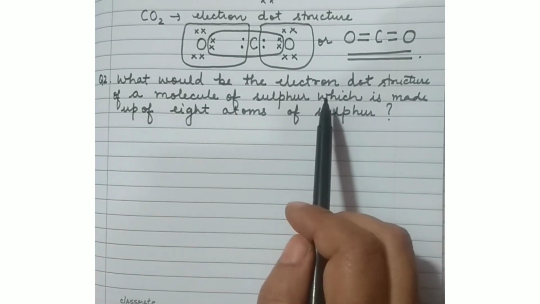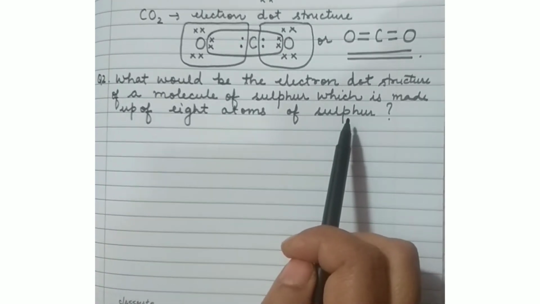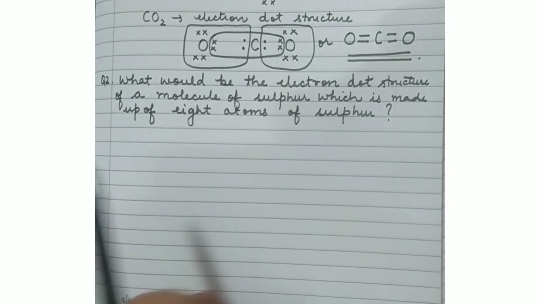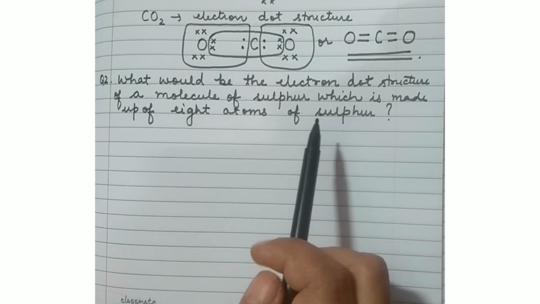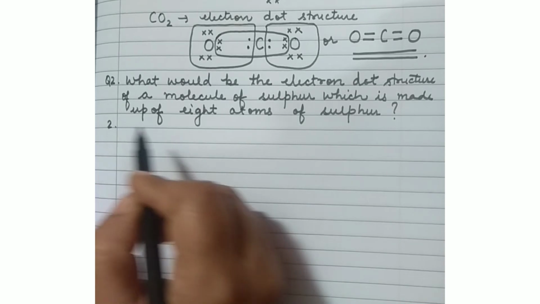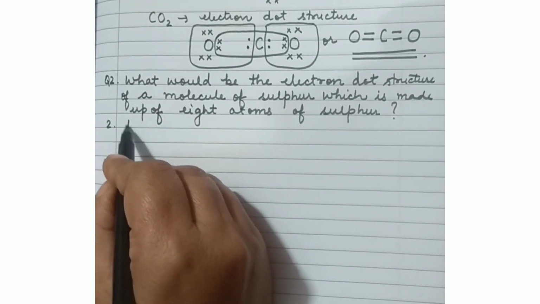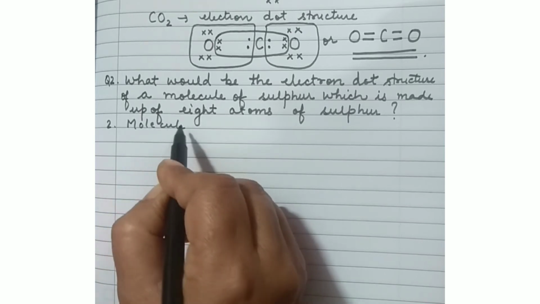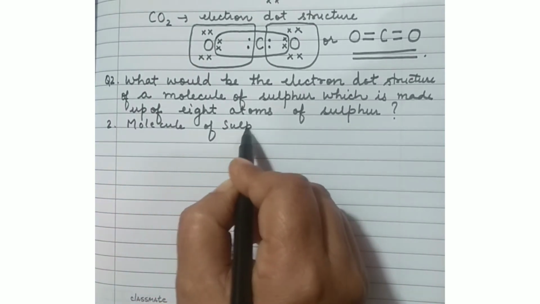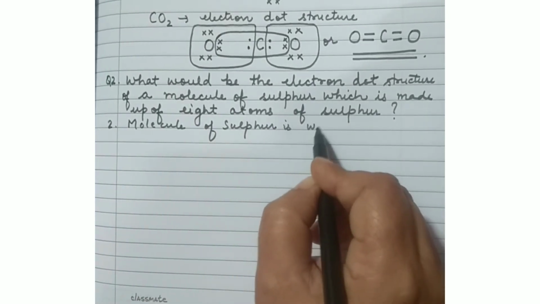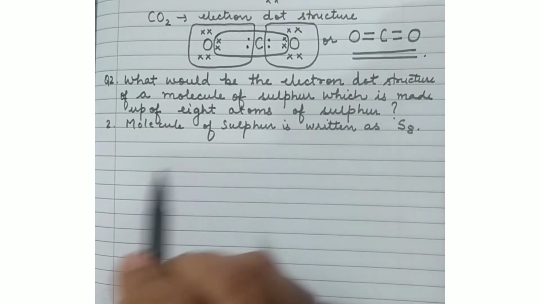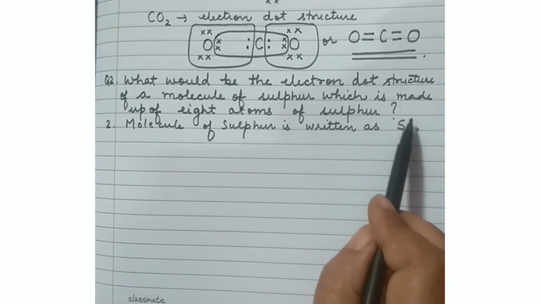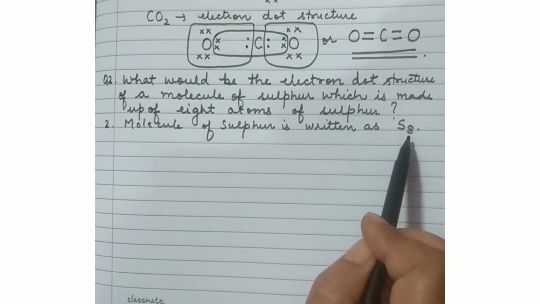Now we know that sulfur molecule is made up of 8 atoms of sulfur, and hint is given in the question that these 8 atoms of sulfur, they are joined together in the form of a ring. So write down. Firstly, we should know molecule of sulfur is written as S8. The molecular form of sulfur is written as S8. It means it is made up of 8 atoms of sulfur.